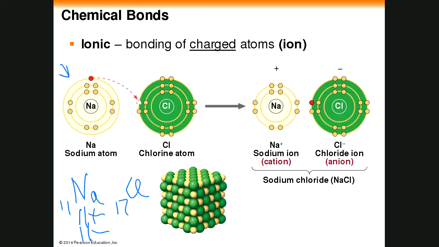So if you have an electron donor, then chlorine has to be an electron acceptor. So in order to form an ionic bond, you have to have a donor and an acceptor. You have to have both. You have to have something that's willing to give up the electron. You have to have something that's willing to accept the electron.